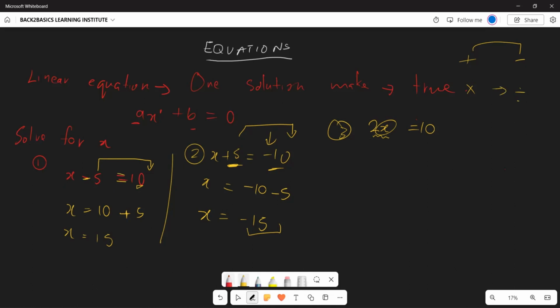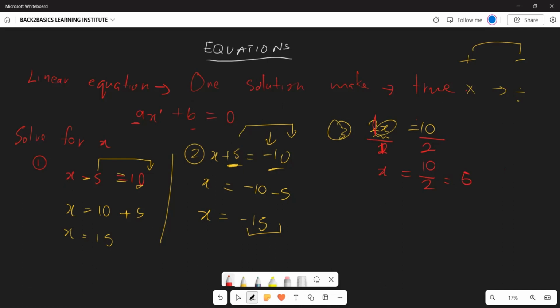So what are you going to do here? You are going to divide on both sides, by 2 and by 2, so that the 2 and the 2 cancel and you have x on this side. So x equals 10 divided by 2. And what is 10 divided by 2? It is 5.